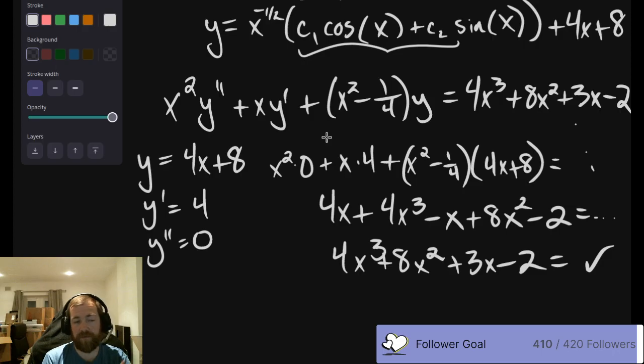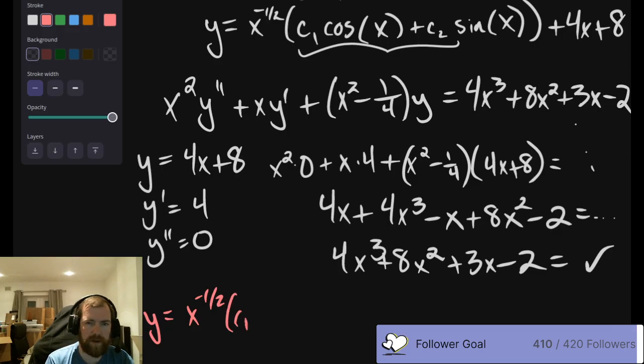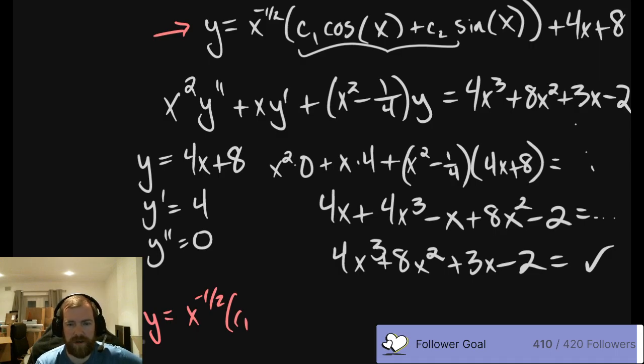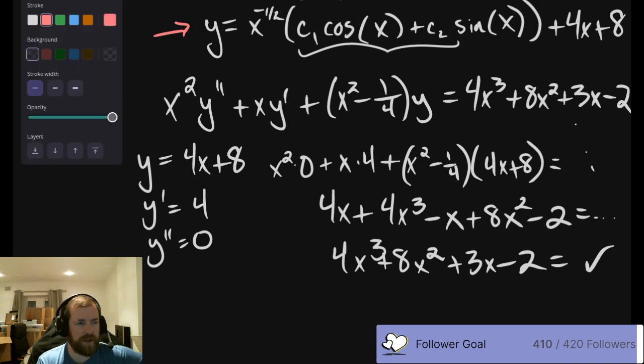It turns out that the full unique solution is y equal to x to the negative 1/2. See what? Well, we've got it up there. So that one. That's the full unique solution to this particular differential equation that we had.